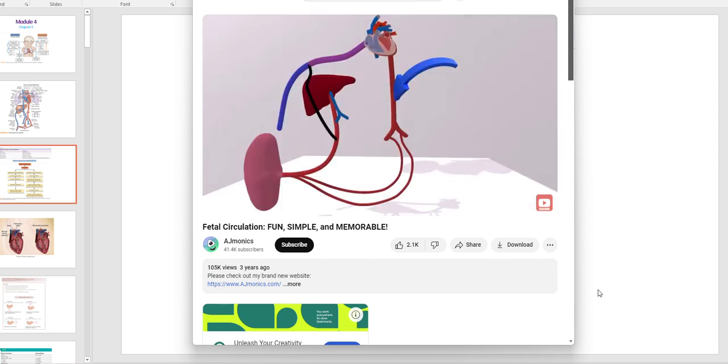Here we have the aorta, where blood travels to the baby's body. And we also see the umbilical arteries coming off of the internal iliac artery.